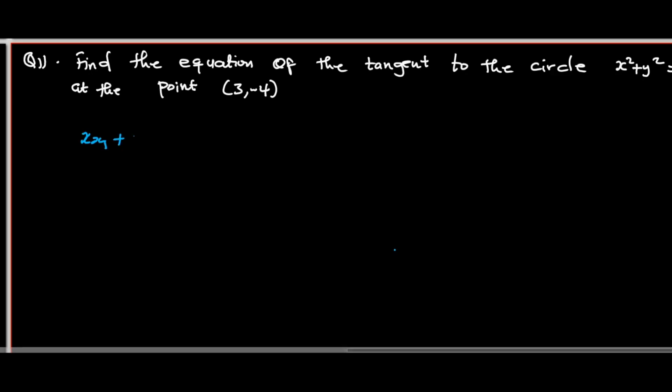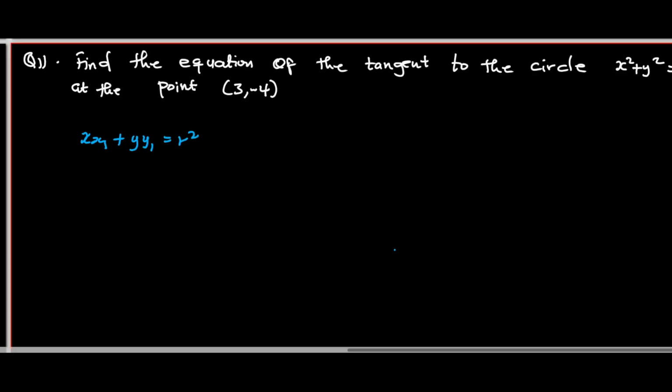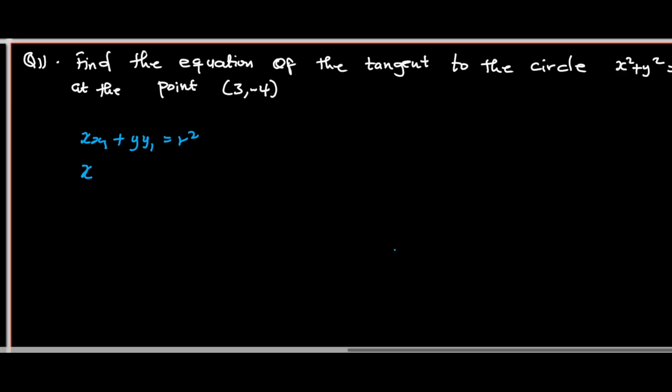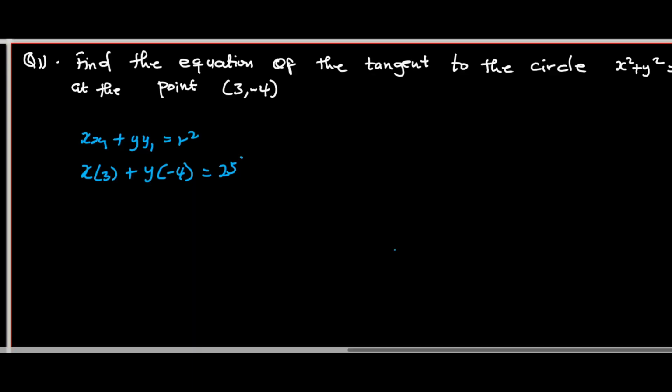x x1 plus y y1 equal to r squared. Alright, so this is what we have. So in our case, our x1 is 3, so we have x times 3 plus y times negative 4. And then our radius is given here as 25, so that will be equal to 25, so the radius squared. Alright.